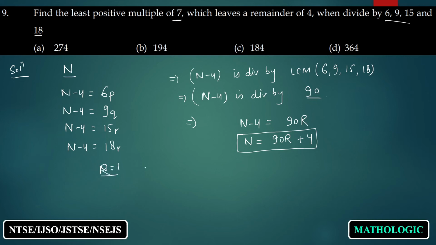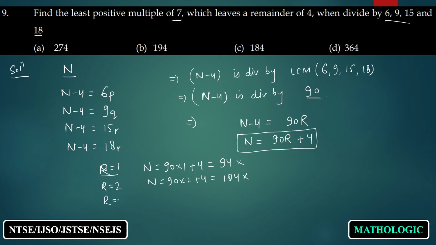For R is equal to 1, we can check n will become 90 times 1 plus 4, which is equal to 94. Now we need to check whether this number is divisible by 7 or not. You can clearly see 94 is not divisible by 7, which means this is not the correct number. Check for R is equal to 2. So n will be 90 times 2 plus 4, which is equal to 180 plus 4, 184. And again, this number is also not divisible by 7.